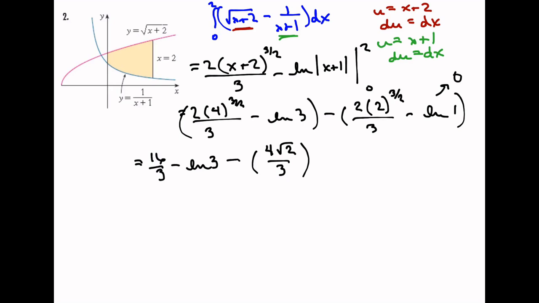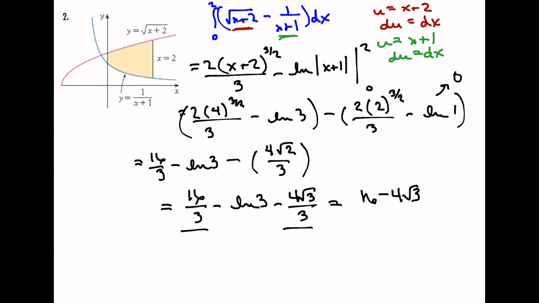This is going to give us 16/3 minus the natural log of 3. I was thinking that was minus. I guess I just wrote the same thing twice. I could edit this out, but I probably won't. We could get a common denominator, right? Maybe here and here. So 16 minus 4 times the square root of 3 all over 3 minus the natural log of 3. That's your answer.